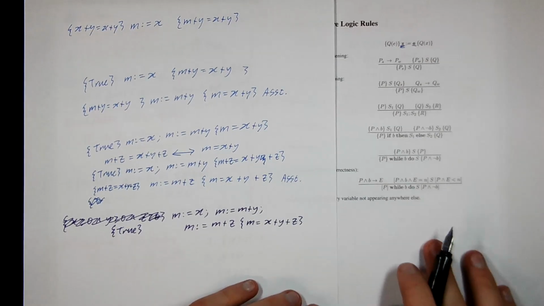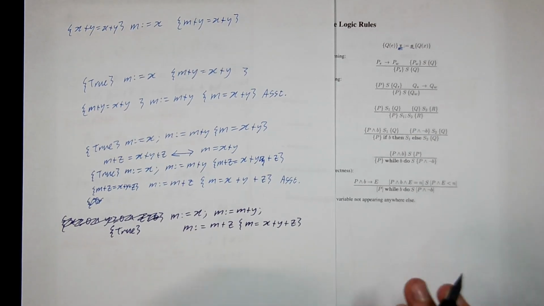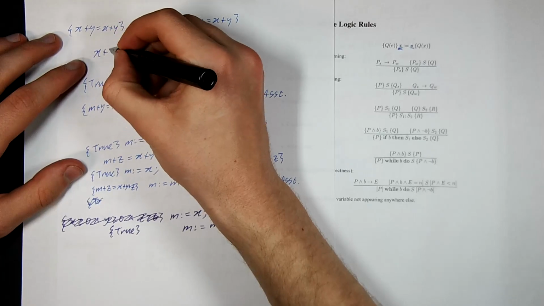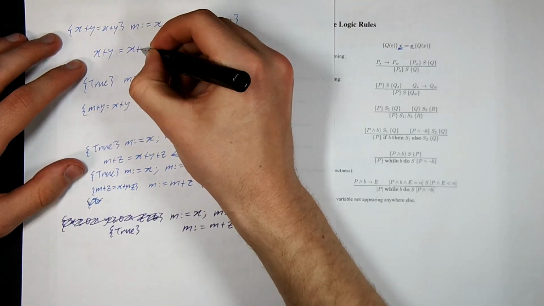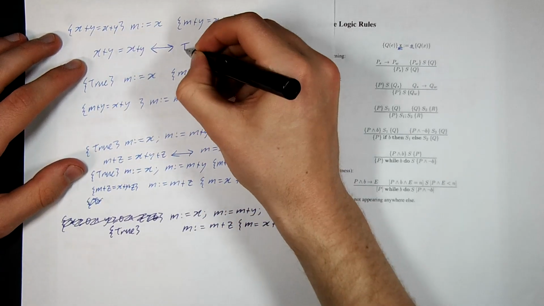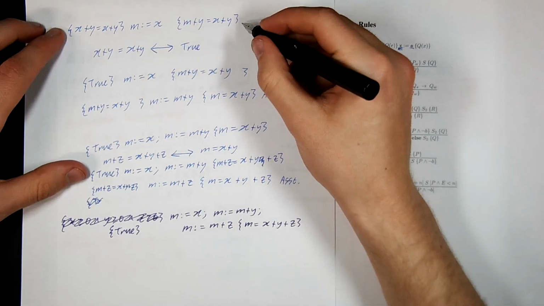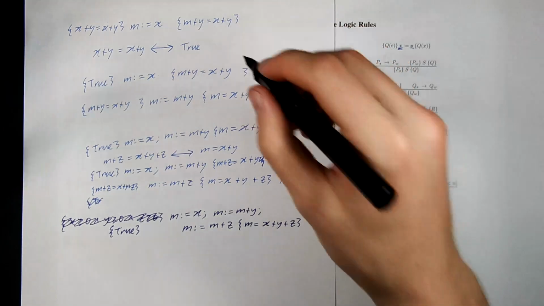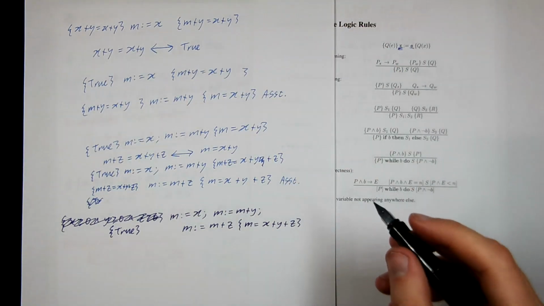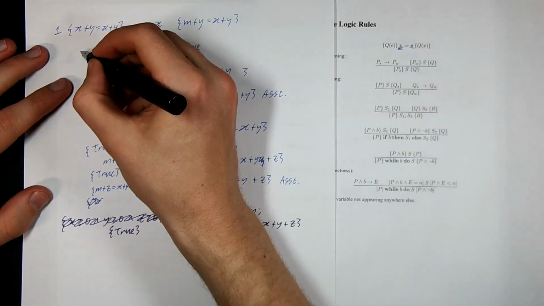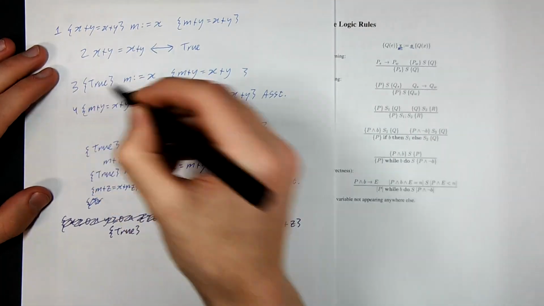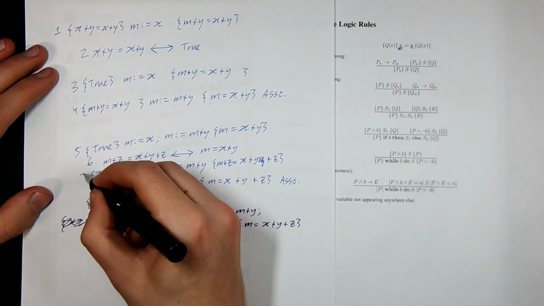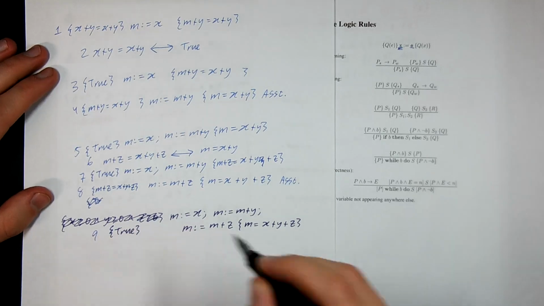Let's move that over a bit so I can see my rules a bit clearer. So x plus y equals x plus y, logically equivalent to true. So I can get from here down to here by precondition equivalence. Cool. Proof is done. Now I can put in my line numbers, justifications. 1, 2, 3, 4, 5, 6, 7, 8, 9.